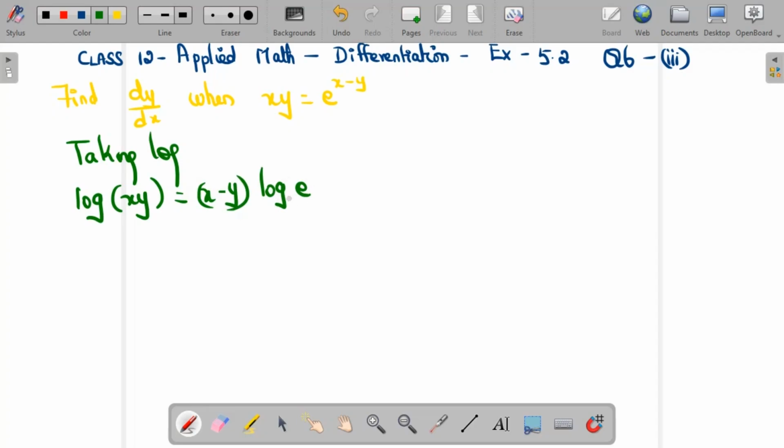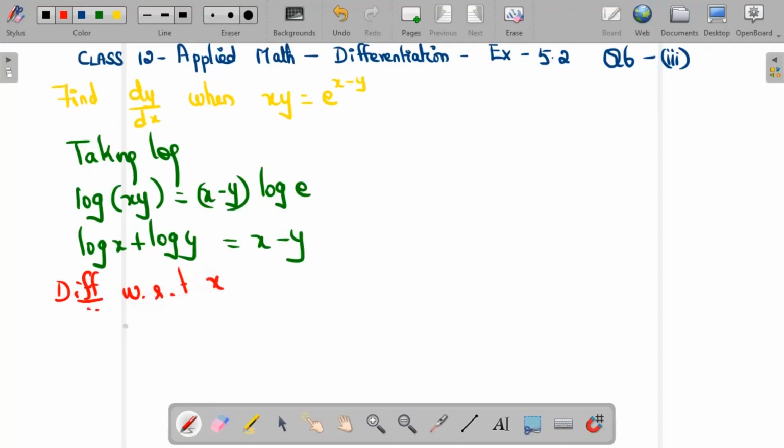So now we know that log e to the base e is 1. So in the next step, I'm breaking this as y log x is equal to x - y. Now that we have taken the log, let's differentiate it with respect to x. So differentiating with respect to x, you will get 1 by x plus 1 by y dy by dx is equal to 1 minus dy by dx.